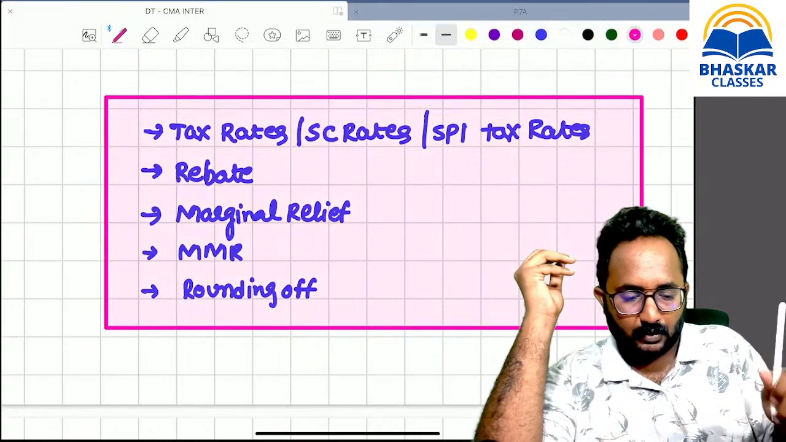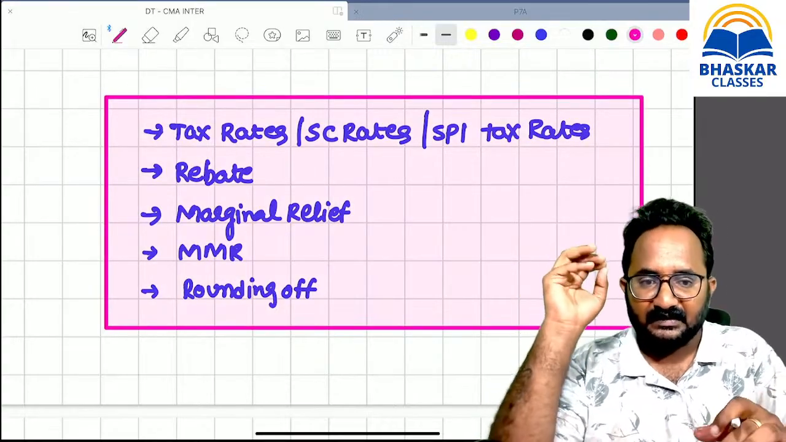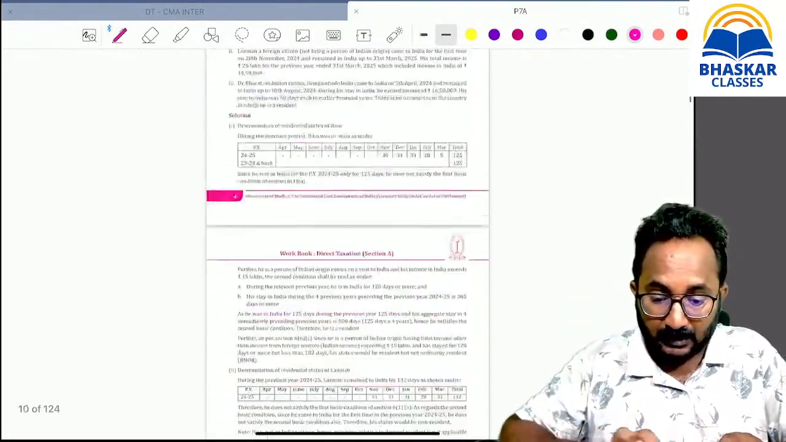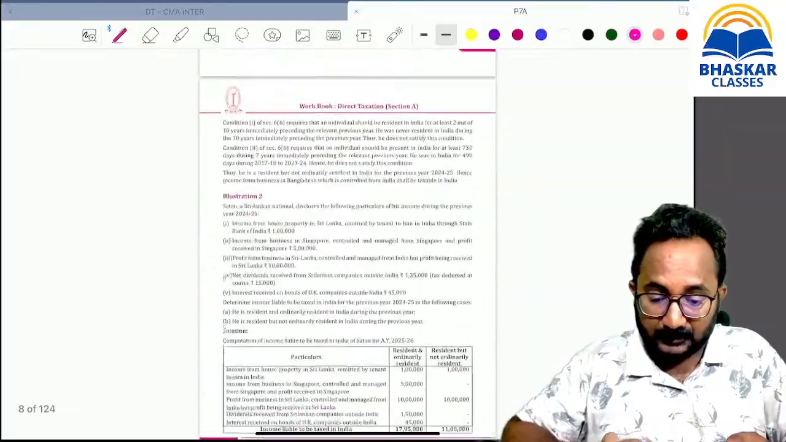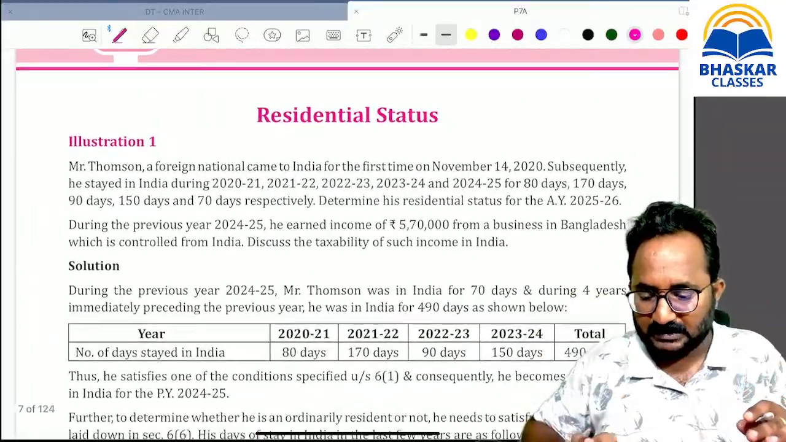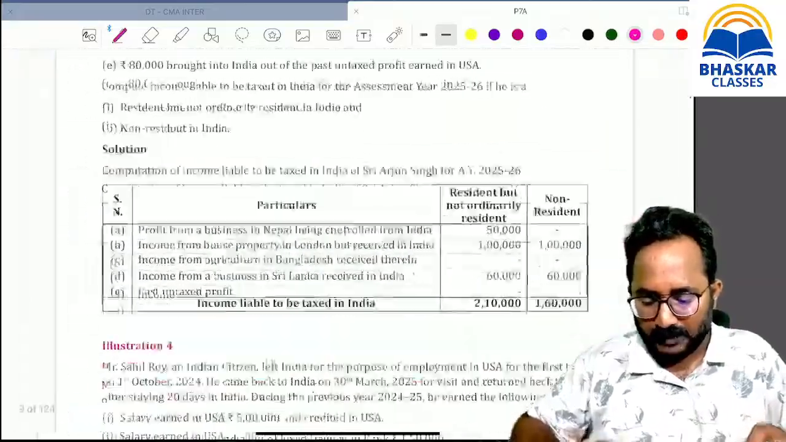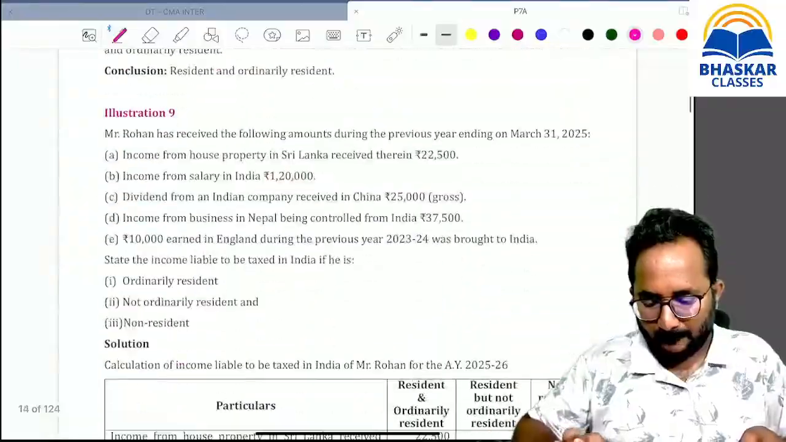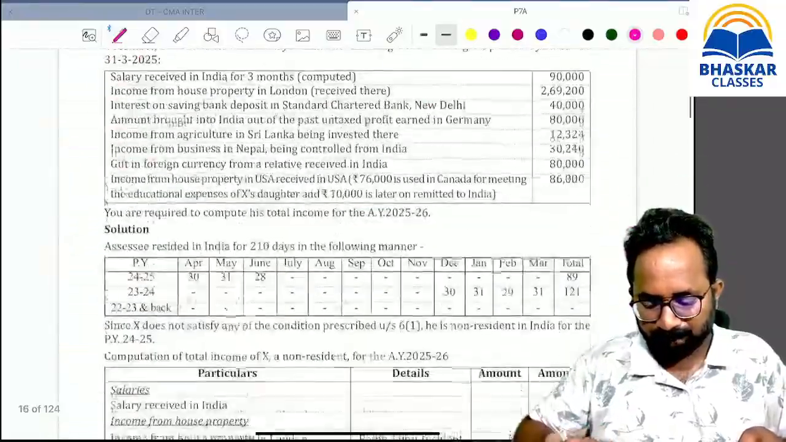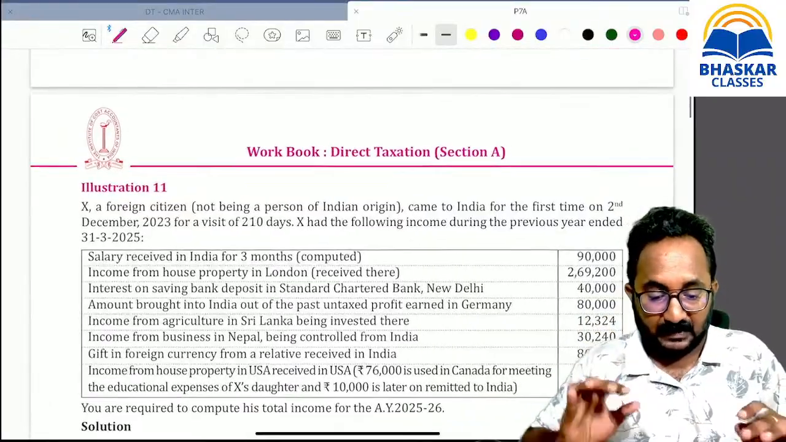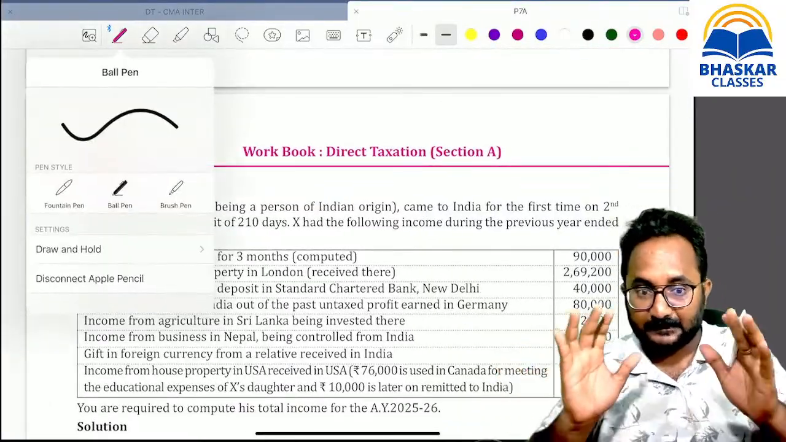Have a nice day. Tomorrow we can meet up with the residential status chapter. In this chapter, I will tell you the theory. After the theory, I want to solve all the workbook questions. We have illustrations, nearly 11 illustrations. I want to solve these 11 illustrations as per the model.